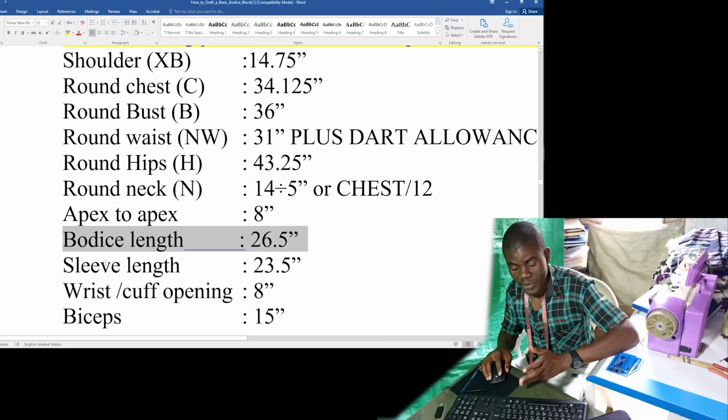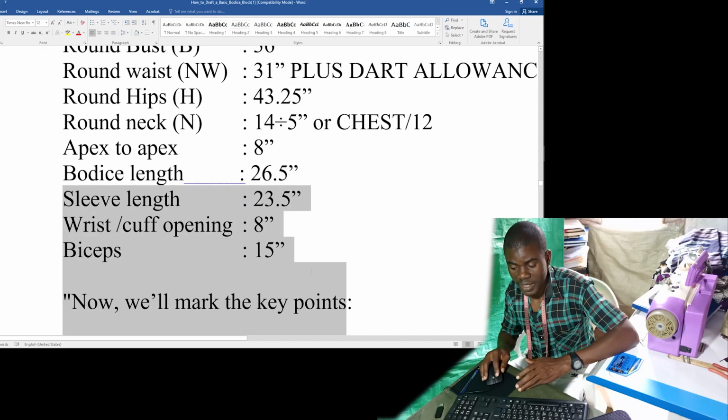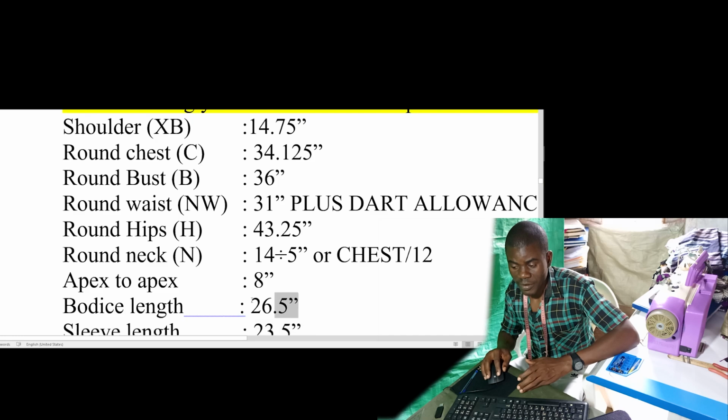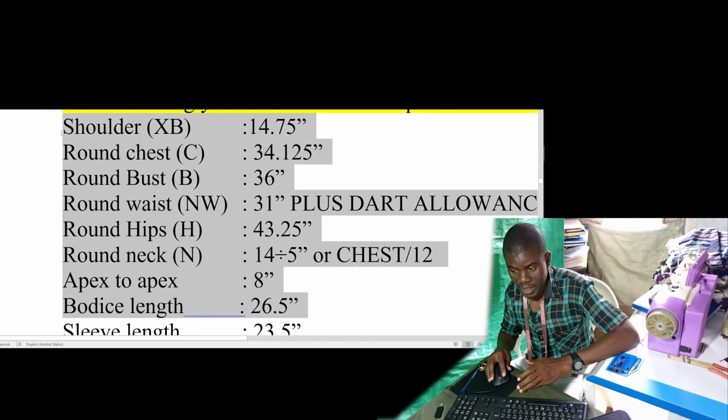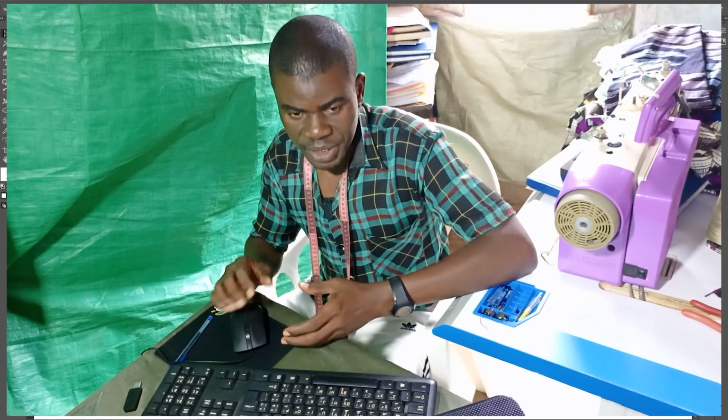We are only ending here, but we shall have another class on how to draft the basic sleeves. So for this tutorial today, we are only drafting the basic bodice, and these are the measurements needed for this project. All right, now we have our measurements ready.